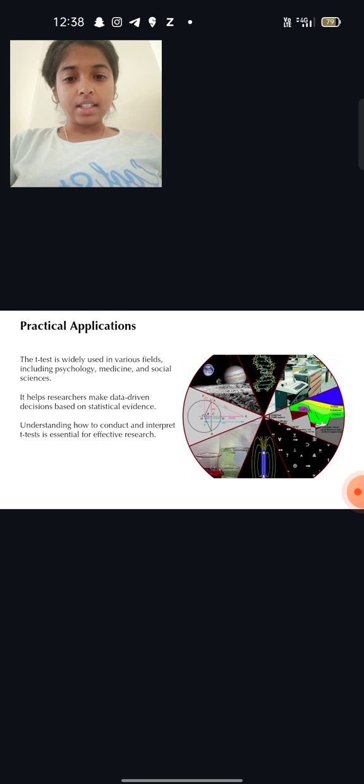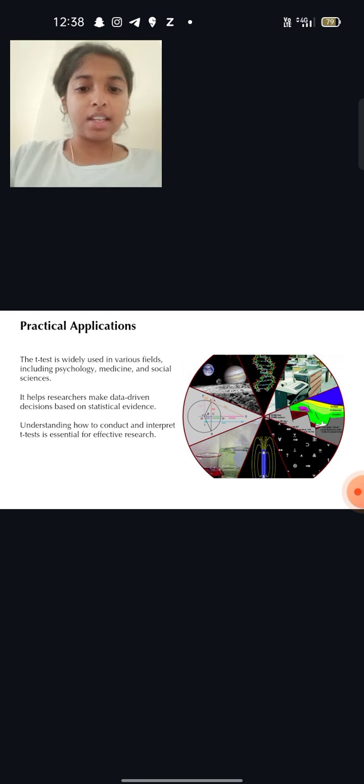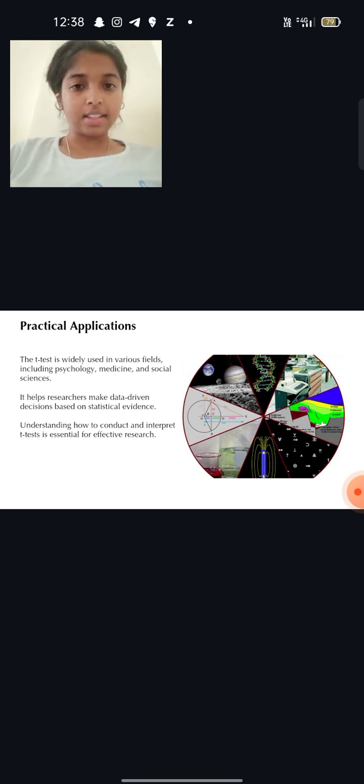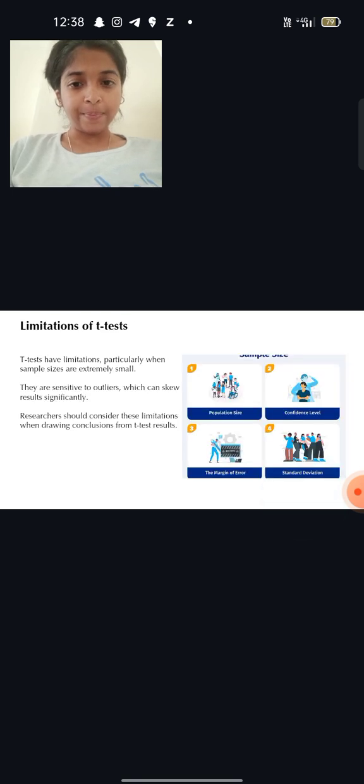Practical application. The t-test is widely used in various fields including psychology, medicine and social science. This helps researchers make data-driven decisions based on statistical evidence. Understanding how to conduct an independent t-test is essential for effective research.